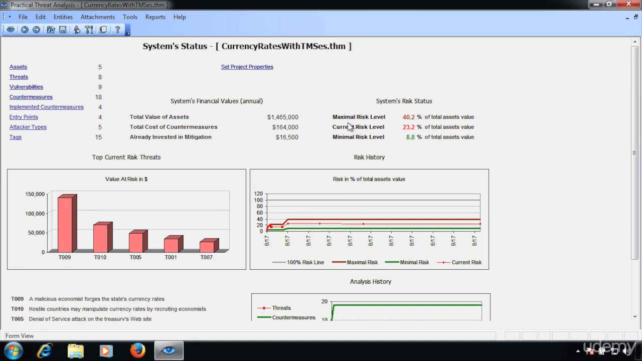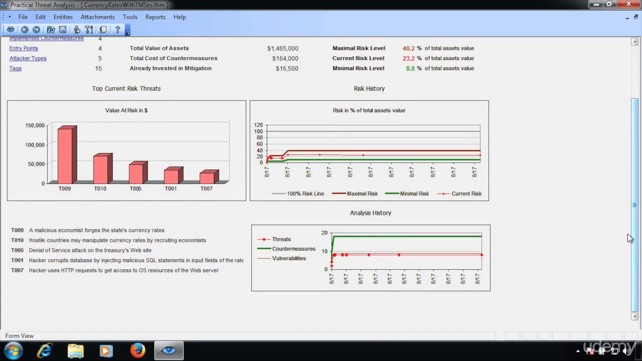Here's the system risk status. The maximum risk level is 40%. The current risk level is 23 and the minimum is 8.8. These numbers indicate that any threat that might put us at a risk of 40% is too high. Our threats put us at a risk of close to 23.2%, which is the current risk. The minimal risk, which we wish to go down to, is 8% of the total asset value. This is really the ideal place to be. This is a very risky place to be, and this is where we are right now.